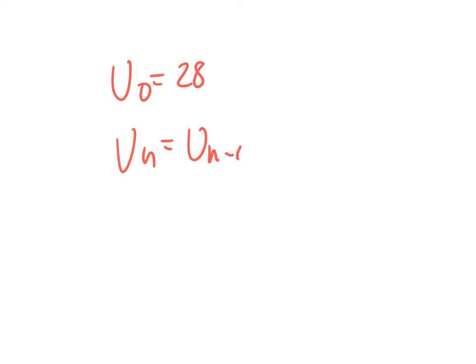Do not even write this down. Can anybody tell me what that means? It says u sub 0 is 28. U sub n is equal to u sub n minus 1 plus 7. Think you got it? Oh, don't say it yet. One person thinks they know what this means. All right, give it a shot.